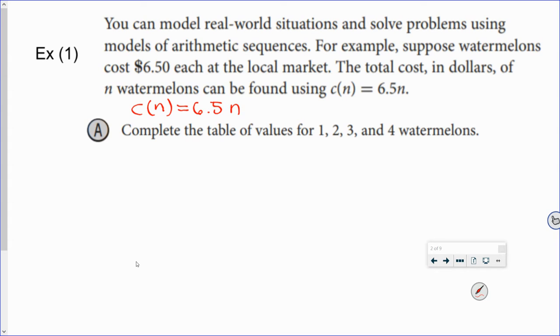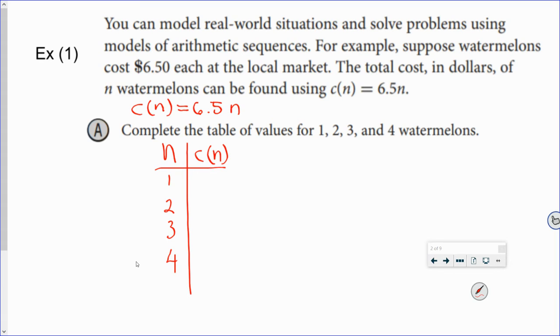And it says complete a table. In our text, lots of times you'll see a table done left or right, but it doesn't have to be done that way. Personally, I prefer a T-chart, because I know that I need to find n values. And it says complete the table for values 1, 2, 3, and 4. Well, that's my input values. That is my independent variable. That means I bought one watermelon, I bought two watermelons, I bought three watermelons, I bought four watermelons. So I'm creating a table that I can put each number of watermelons in, and then I'm going to evaluate using this function C of n.